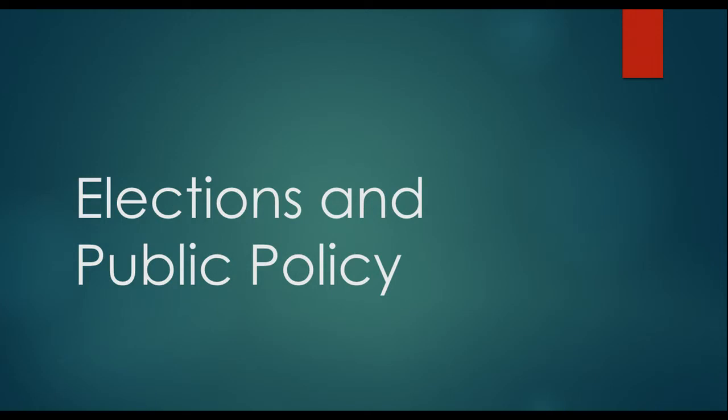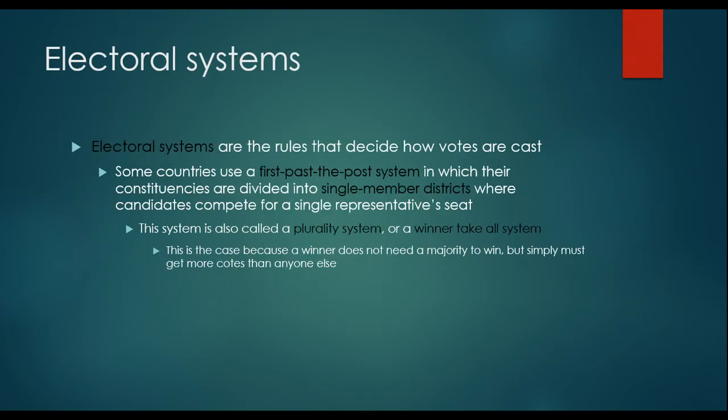Alright, to finish up this unit, we're going to be looking at some election procedures and some public policy things, and some of the indexes that we can use in order to look at what these countries are doing and how they're perceived throughout the world. Alright, so the first thing we're going to look at here is electoral systems.